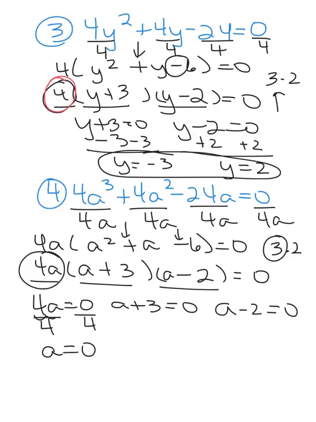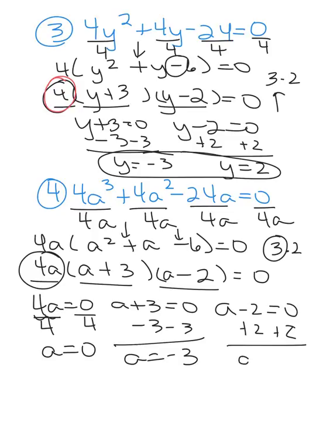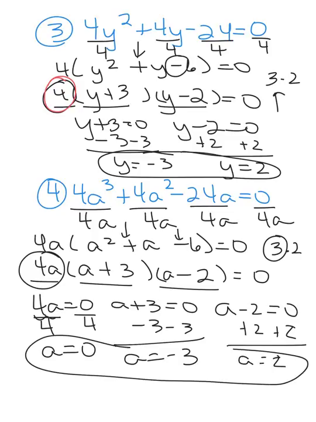Then I'm going to look at a plus 3 is equal to 0, subtract 3 from either side, and a is equal to negative 3. And then my last binomial there, I'm going to add 2 to either side, and a is equal to 2. So in this case, I have 3 answers. A is either equal to 0, negative 3, or positive 2.